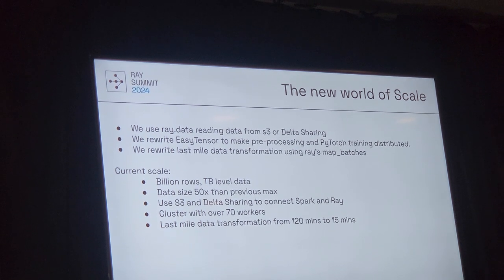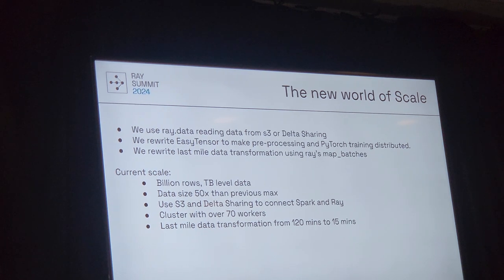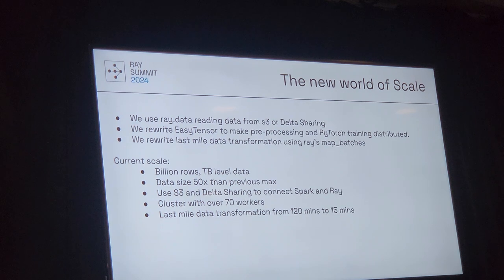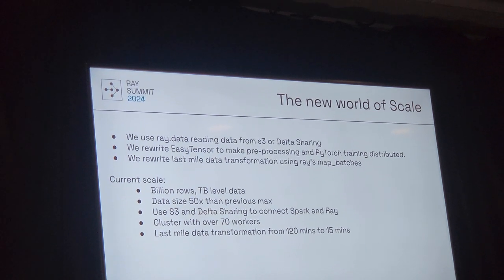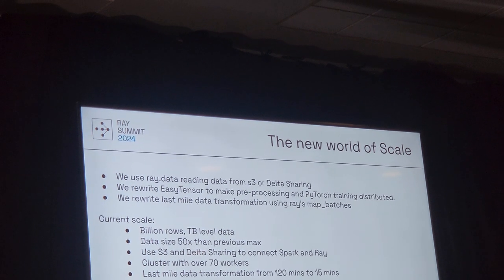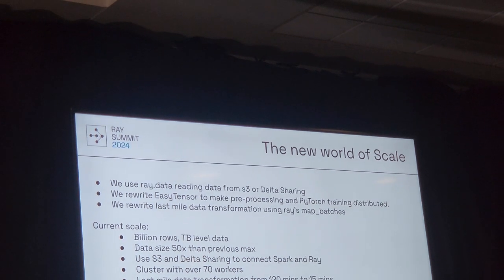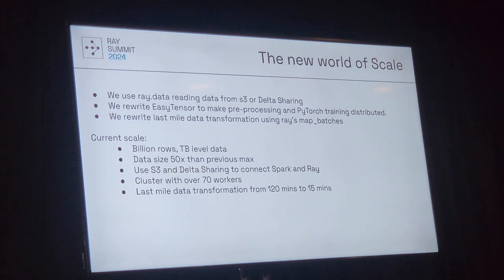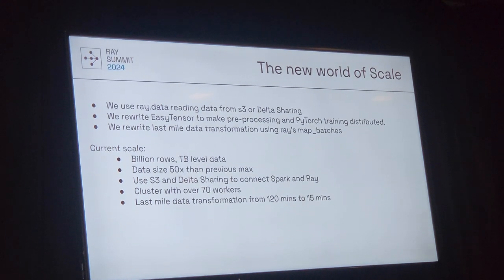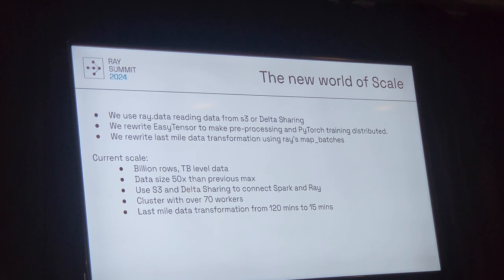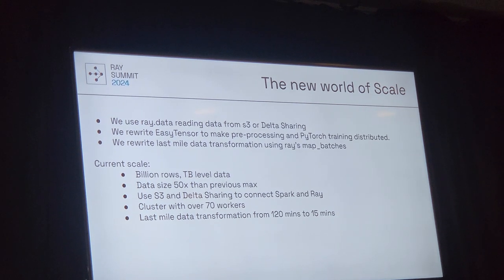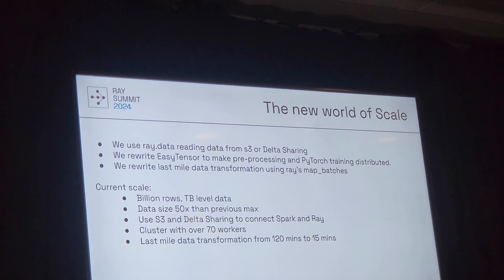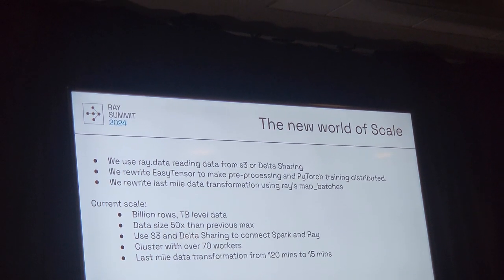So what we can do right now is we can use TB level of tabular data for training. We use billions of rows. Our data size maximum is like 50x the previous max. We use S3 and Delta Sharing to connect Spark and Ray, where Spark is for our data processing. We have a cluster with over 70 workers, sometimes more. The last mile data transformation dropped from 120 minutes to 15 minutes because of Ray Data's distributed data processing.